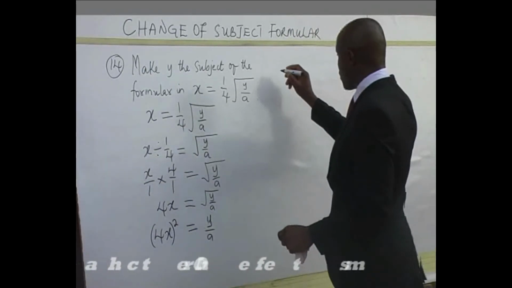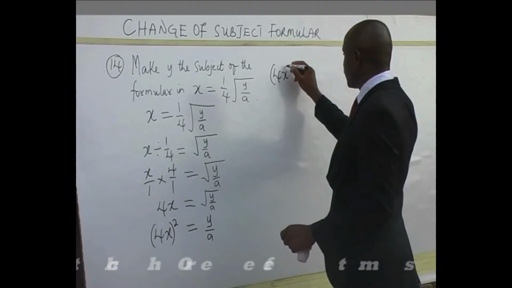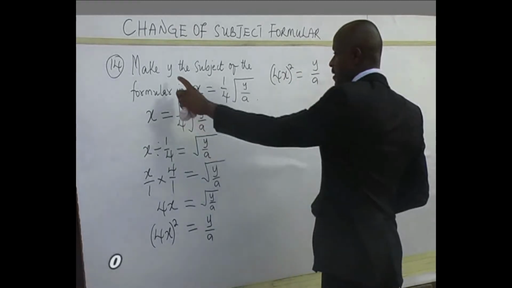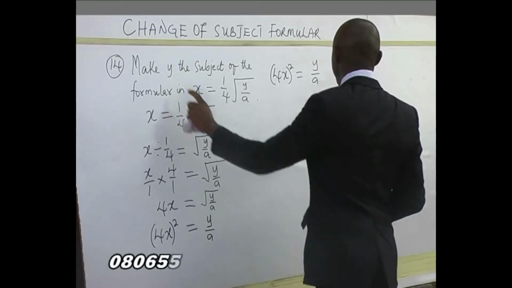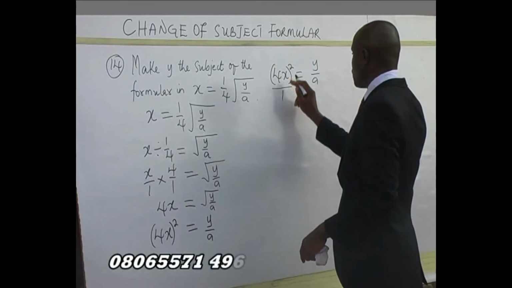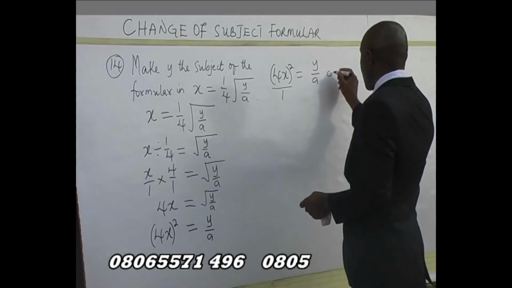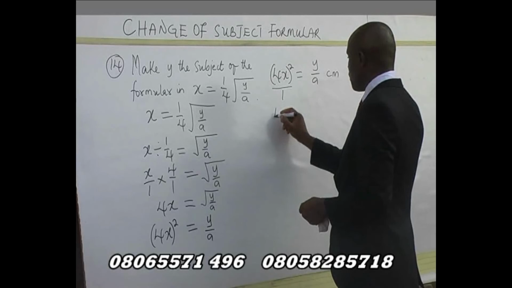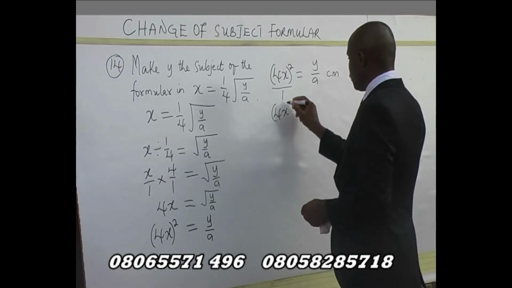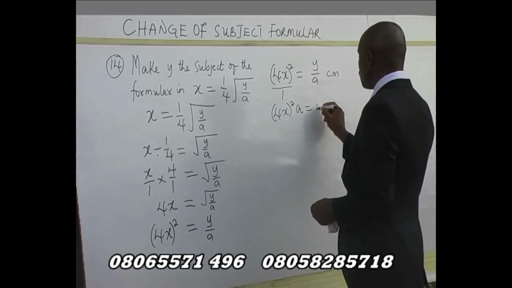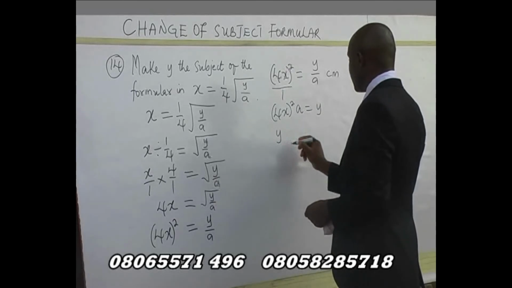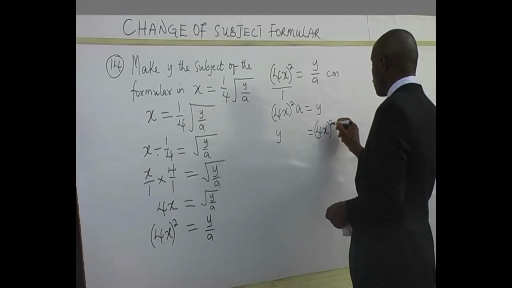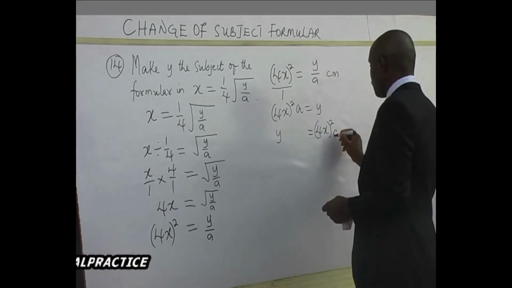Let's bring this thing here. We have 4x squared is equal to y all over a. Since the question says we should make y the subject of the formula, you know that this means all over y in fraction form, just cross multiply. A times 4x squared will give you 4x squared a, and that is going to be y. If you like, you can now rearrange it that y is equal to 4x squared a.